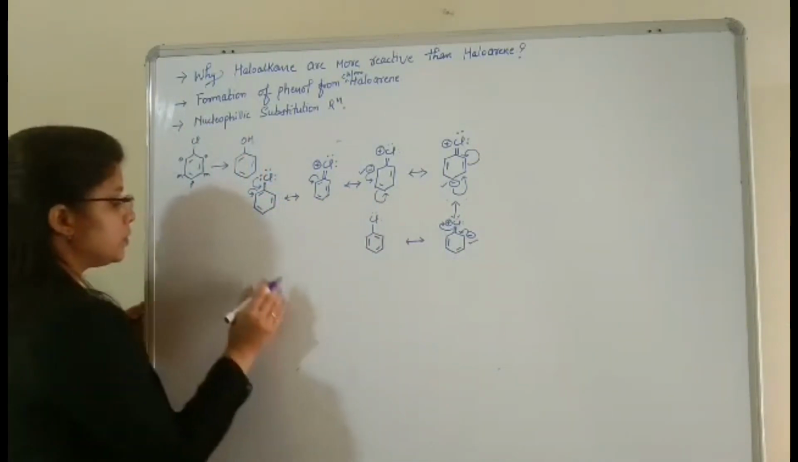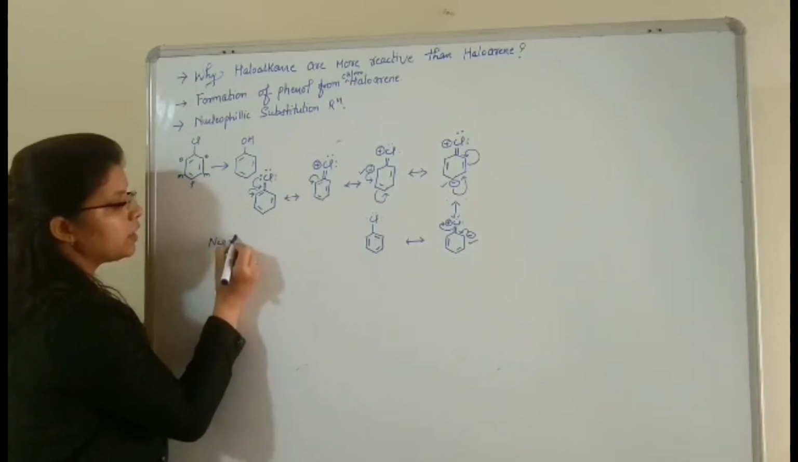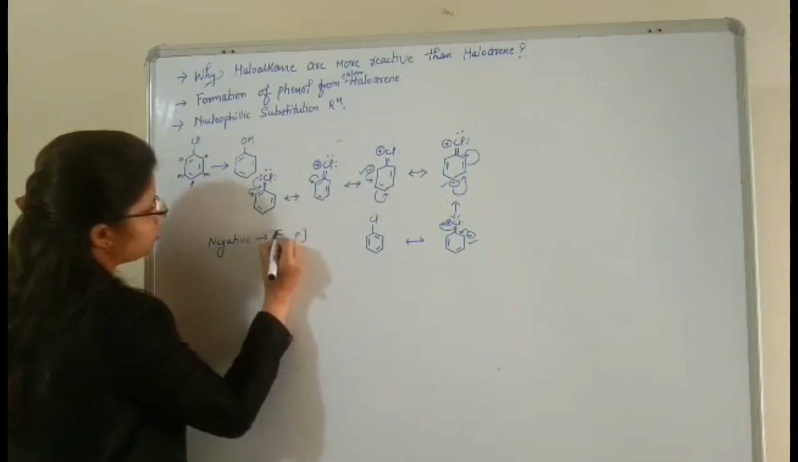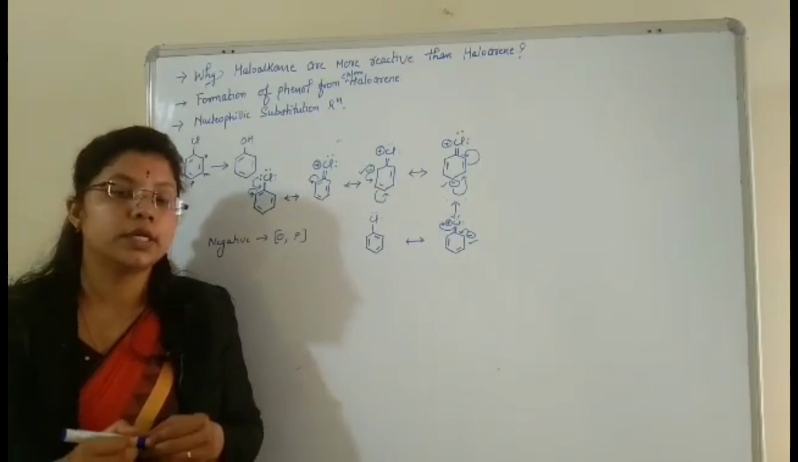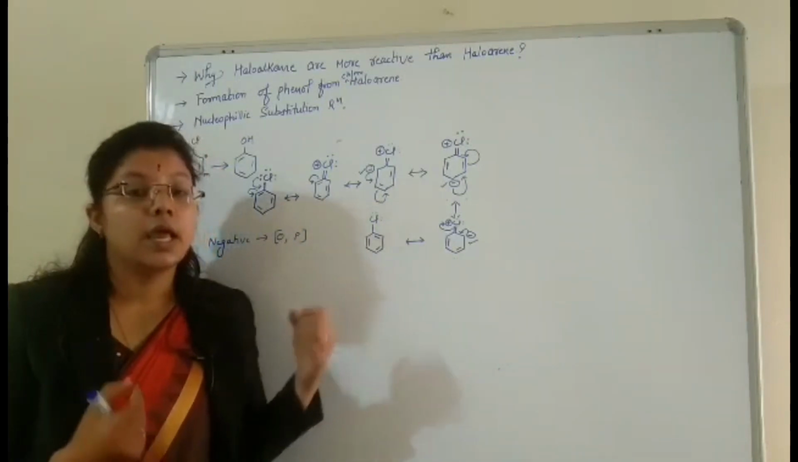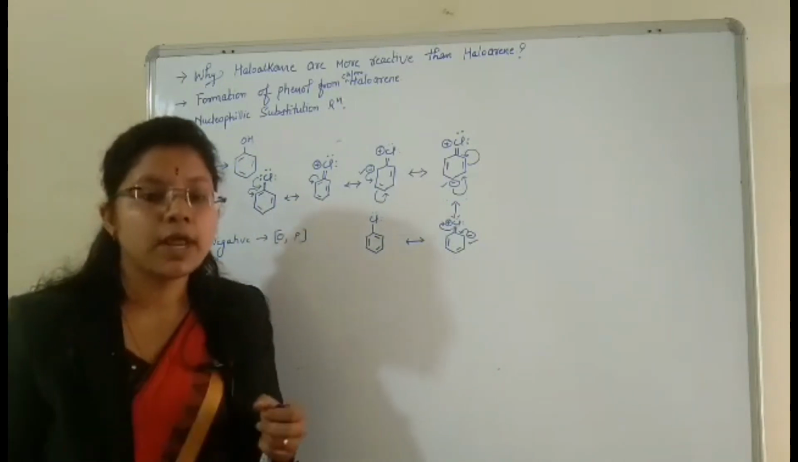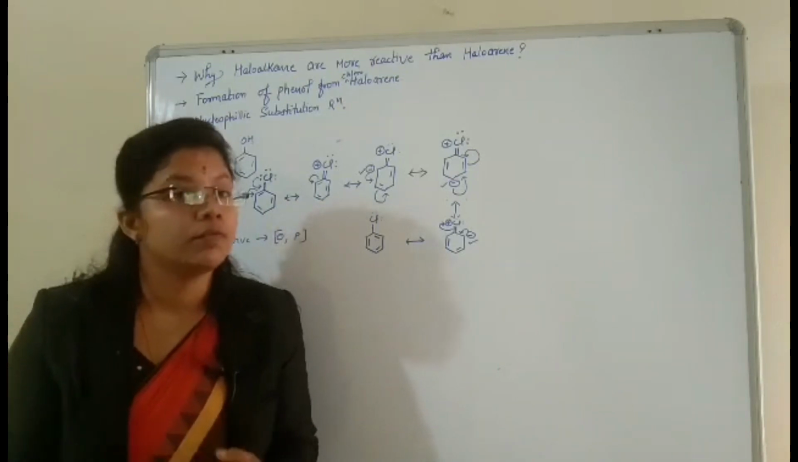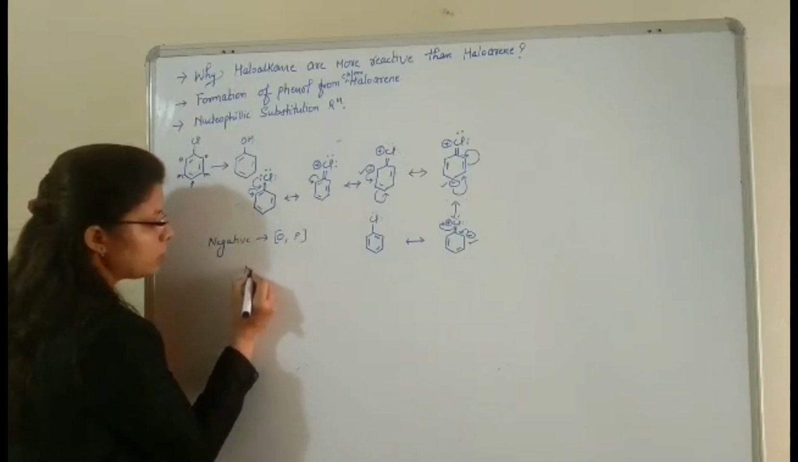So what we are observing here is that the negative charge is coming in the ortho and para positions, not in the meta position. Suppose we have to attach an electron withdrawing group to this ring. Electron withdrawing means any group which is attracting the electron toward itself. So suppose I have to attach this NO2 group.